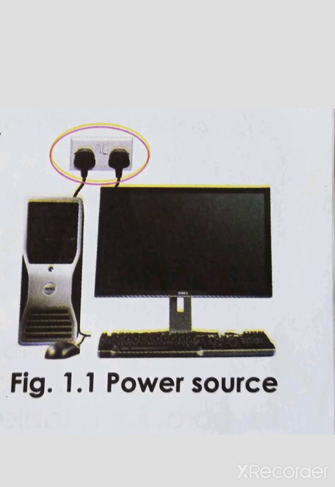So to switch on a desktop or a personal computer, the monitor and the cabinet should be plugged into a power source. As you can see in the picture, they are plugged. Okay, both the systems are plugged into the power source. Switch on the power source for both the cabinet and the monitor. Here there is a switch, so you have to switch on the buttons.